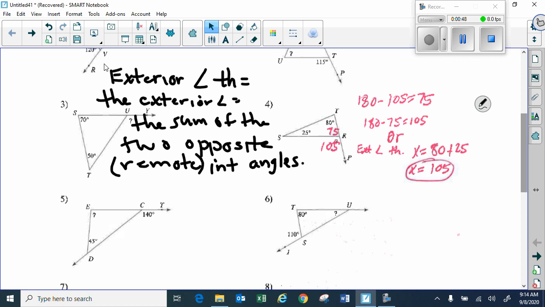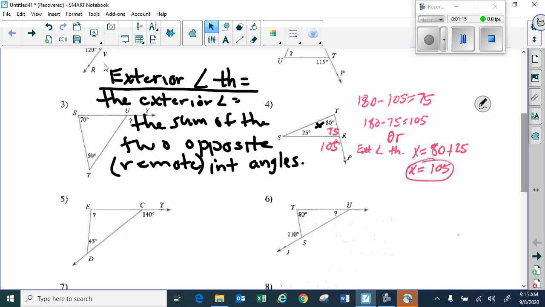Okay, so write down that definition. This is what you're going to do on every single problem right there. So the exterior angle is the angle if I extend any one of the sides of the triangle. So you see they extended, in this case, TR. This is called the exterior angle. The exterior angle equals the sum of the two remote or opposite interior angles.